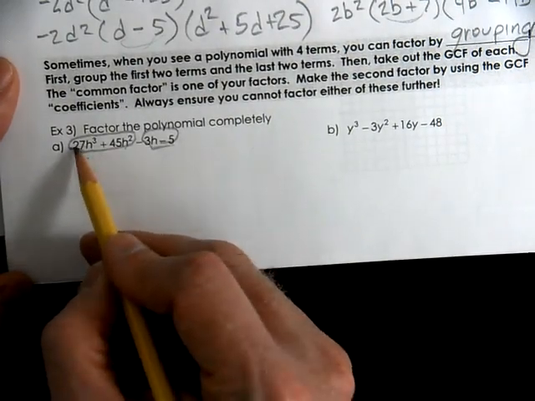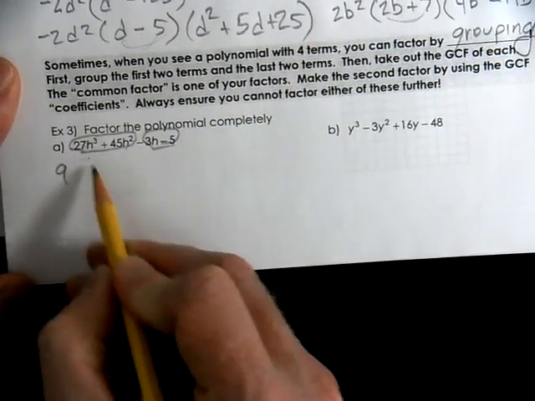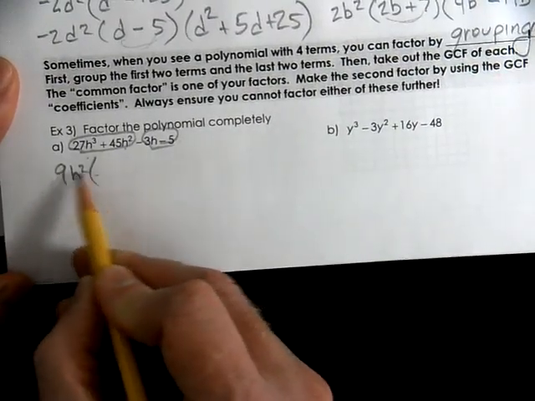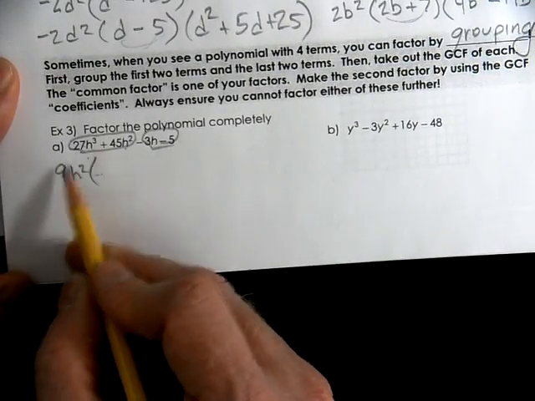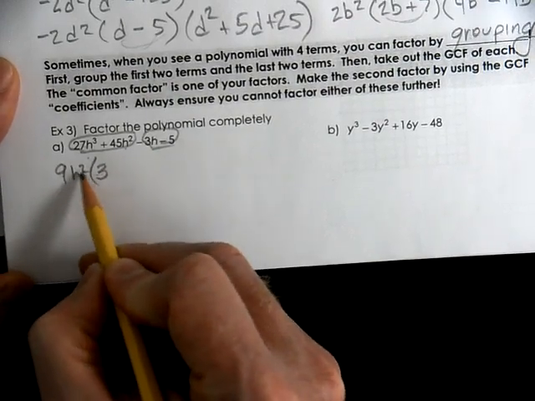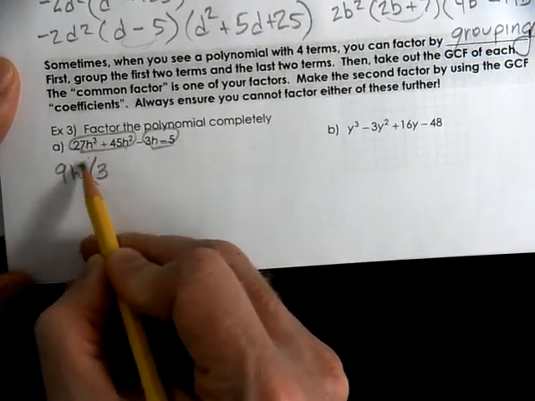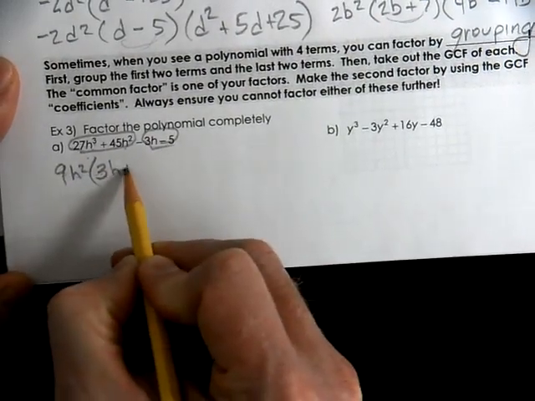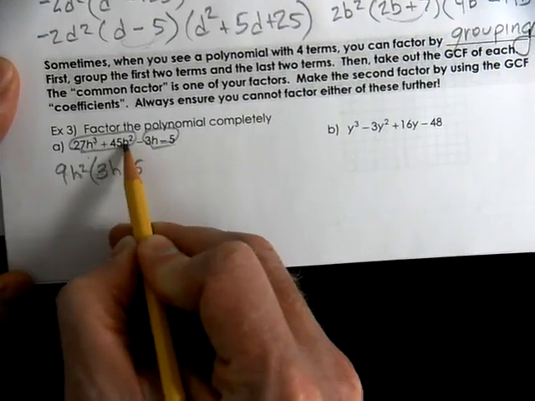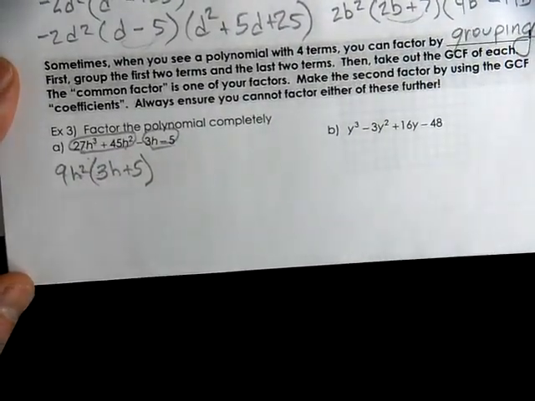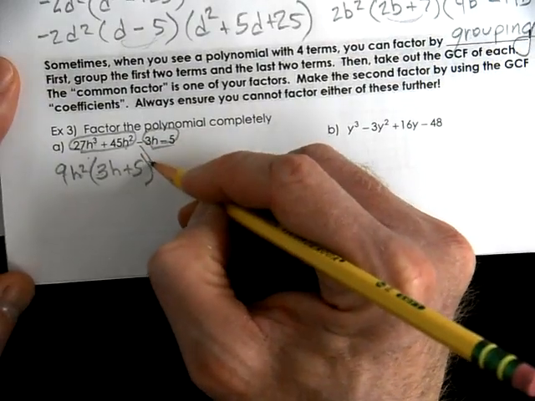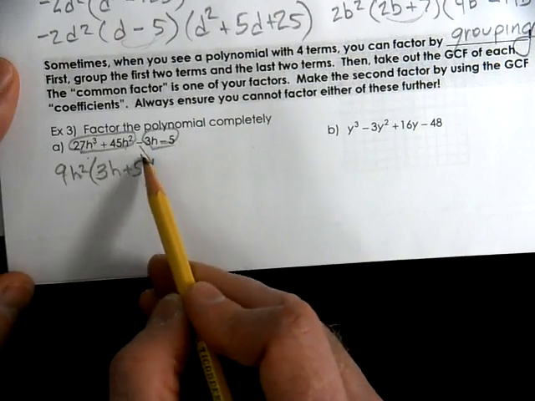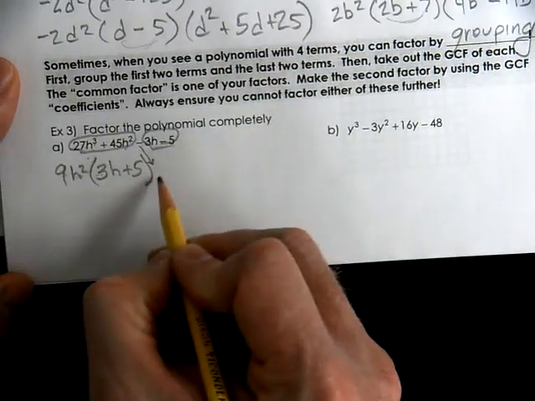What's the biggest number that goes into both of them? 9h squared. So 9 times what makes 27? 9 times 3. Very good. h squared times h. I need an extra h to get h to the third power. 9 times 5, which is h squared. That worked perfectly. Bring down your sign. That's why I don't circle it in that, is to help remind me that I'm going to bring that down.